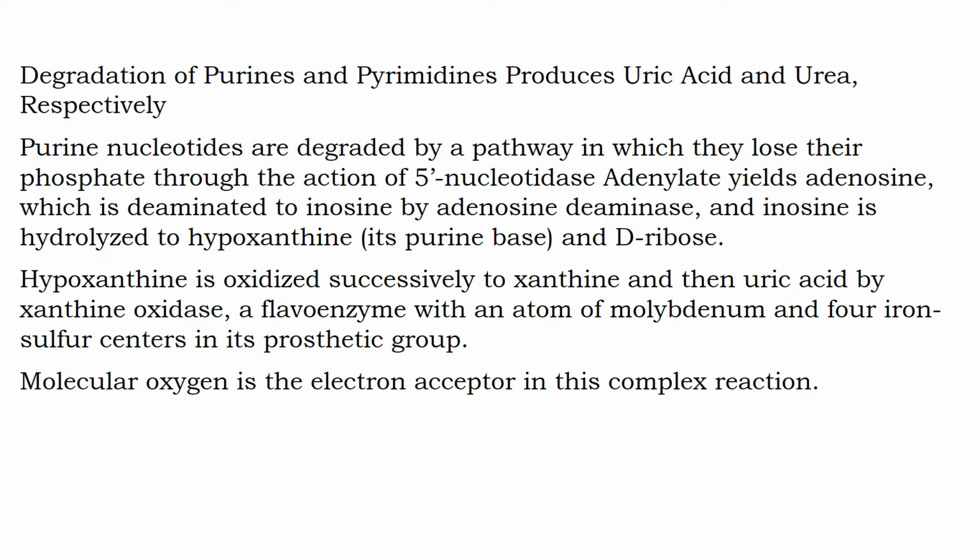So this is done by the enzyme called xanthine oxidase. It is a flavoenzyme which has molybdenum, and there are 4 iron-sulfur centers in the prosthetic group. So this enzyme has these kinds of features: 4 iron-sulfur centers, and it is a flavoprotein or flavoenzyme with the central atom as molybdenum. Now the molecular oxygen is an electron acceptor in this complex reaction. So this is an oxidase. Here molecular oxygen will act as an electron acceptor instead of NADP or NADPH.